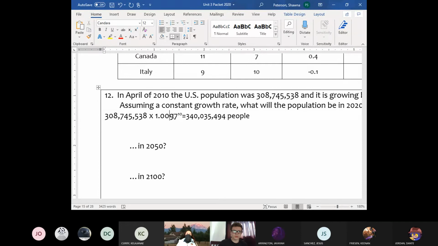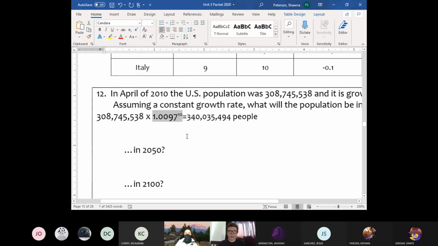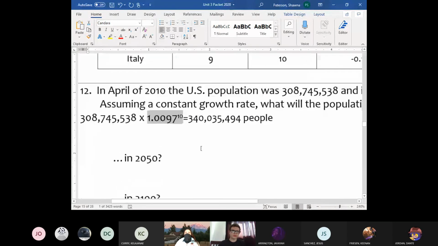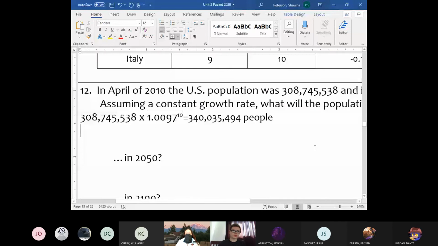Does that make sense on why it's not just 0.97 right here? So that should be your answer there. And the 10 comes from 10 years having gone by. So this is the 2010 census, and it's asking what will the population be in 2020.